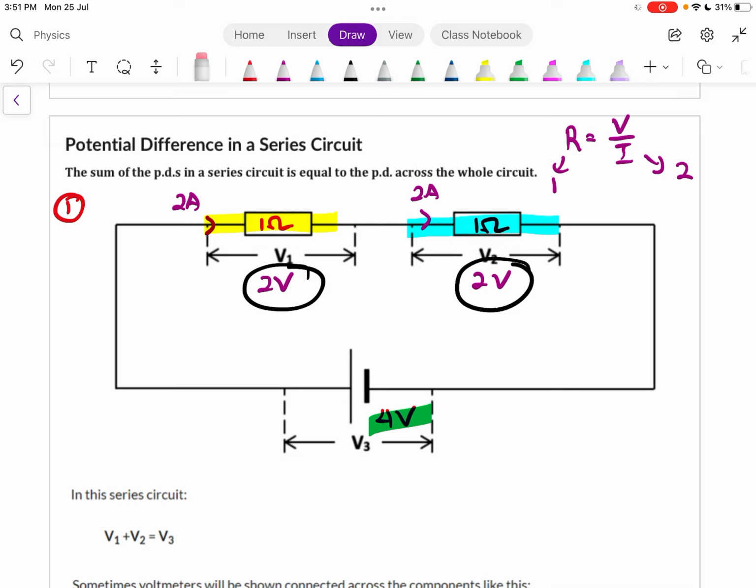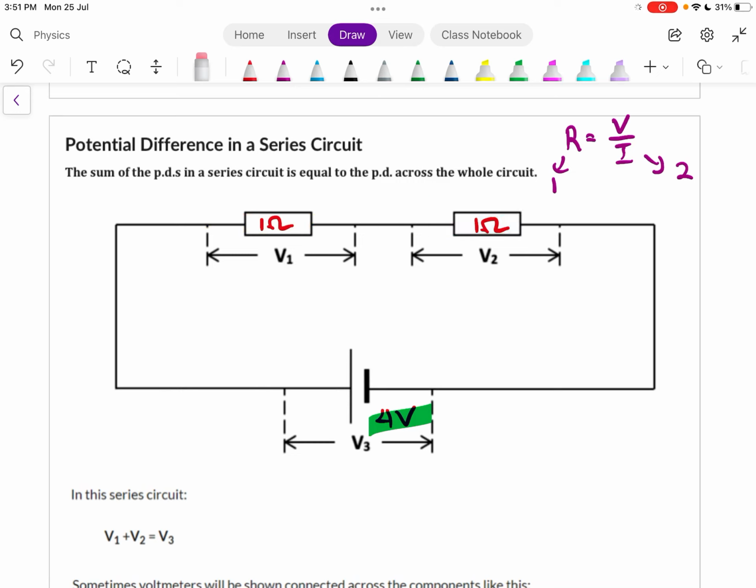Where case number 2, let's just say I have different resistors. So let me just erase this first. Okay, so for example, let's just say I have the same thing. I have a battery EMF of 4 volts, and my first resistor is 1 ohm. My second resistor will be 2 ohm. So let's put down 2 ohm here.